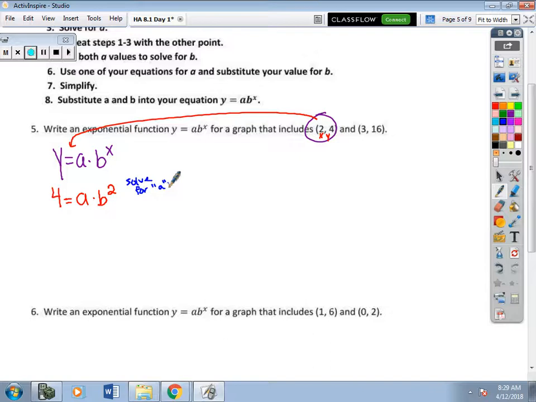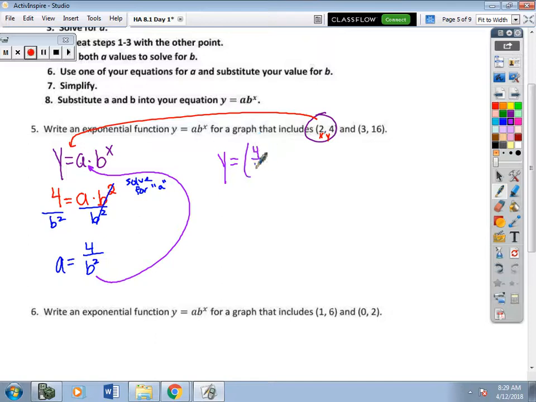Well, what do I need to do to solve for a? Caleb? Divide by b squared. So we'll get that a equals 4 divided by b squared. So we're going to take that and plug it back in for a to get a new equation. So we'll have y equals, you might want to do parentheses, 4 divided by b squared times b to the x power. What we've done now is we've gotten rid of the a variable. We now only have b, x, and y.